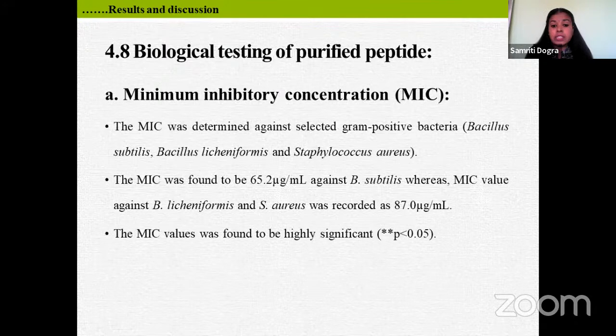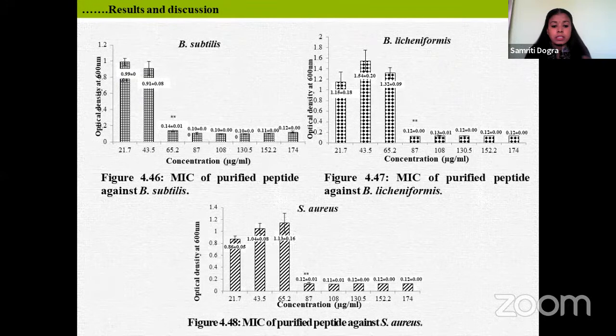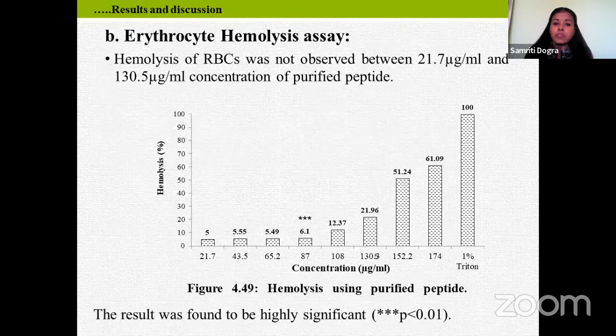aureus, the MIC value is 87 micrograms per ml. So these are the graphs showing the MIC against the different microorganisms. An erythrocyte hemolysis assay was carried out using the purified peptide, and it was shown that hemolysis of RBCs was not observed between 21.7 micrograms and 130 micrograms using the concentrated pure peptide.